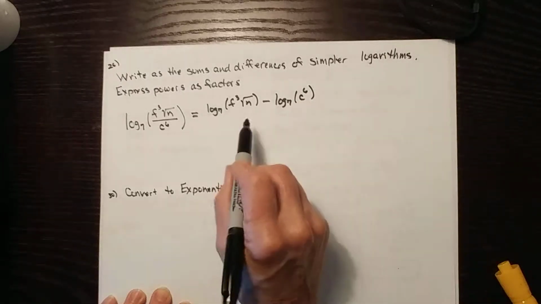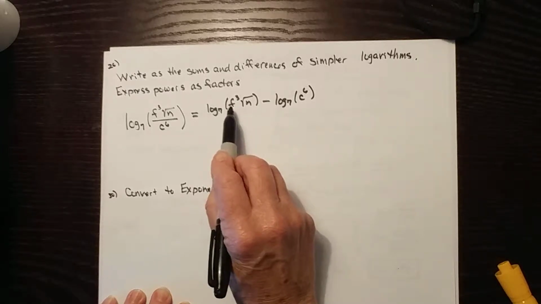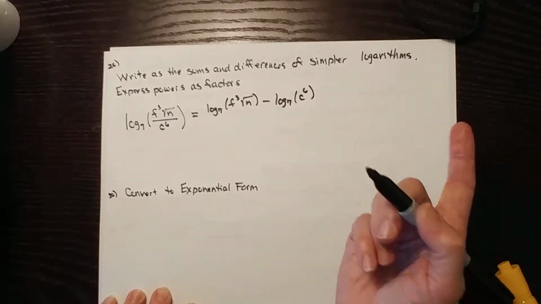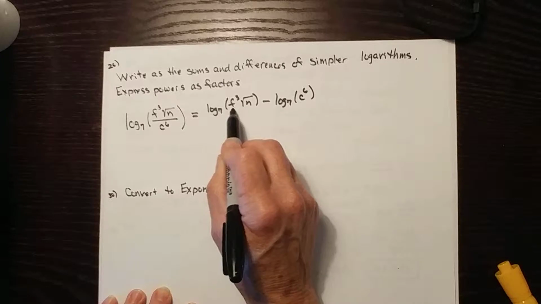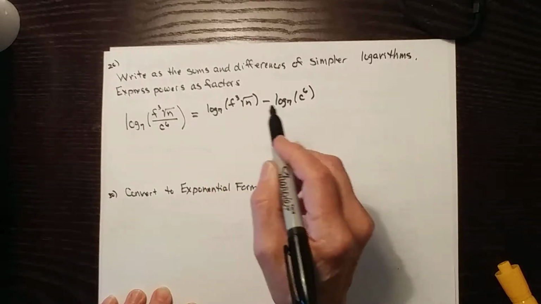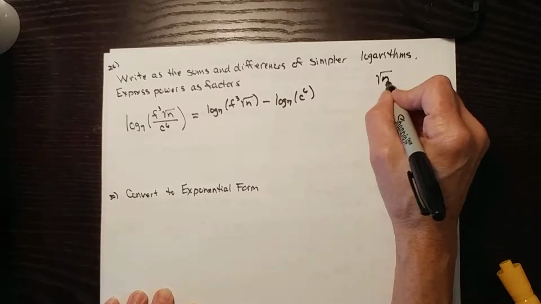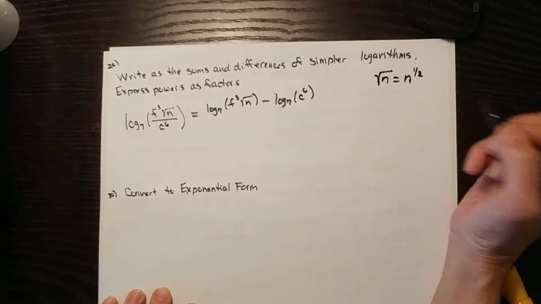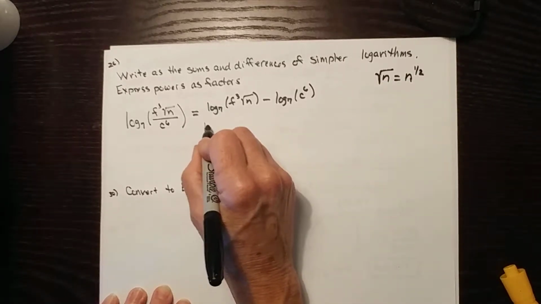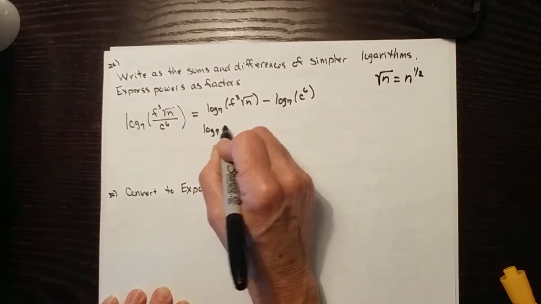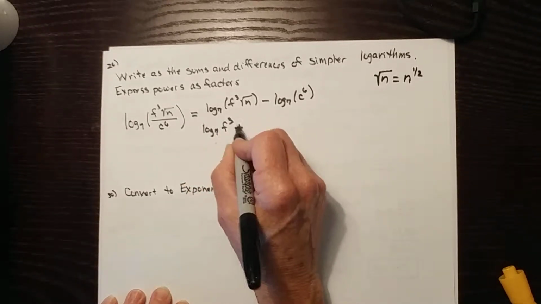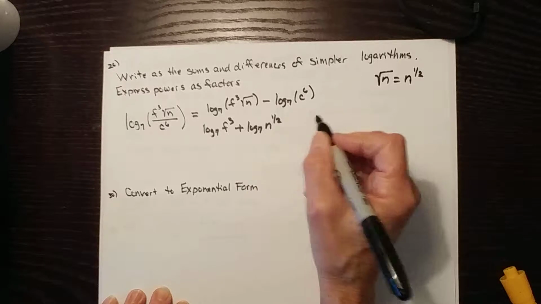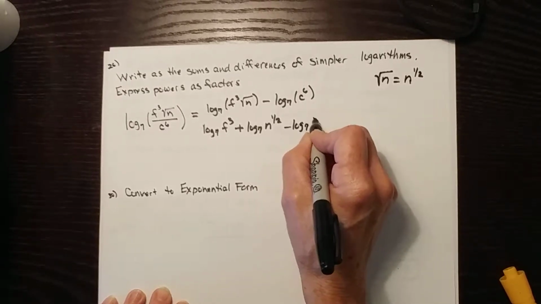All right. And then if I look at this, this is a product. This is being multiplied together, f to the third times square root of n. So I'm going to do two things in this next step. I'm going to use the product rule to separate these into two logarithmic expressions, plus I'm going to rewrite the square root of n as n to the 1/2 power, because radicals are simply fraction powers. So I'm going to write it like that. So this is going to be log base 7 of f to the third power, plus, because this is the product rule, log base 7 of n to the 1/2 power, minus log base 7 of c to the sixth power.